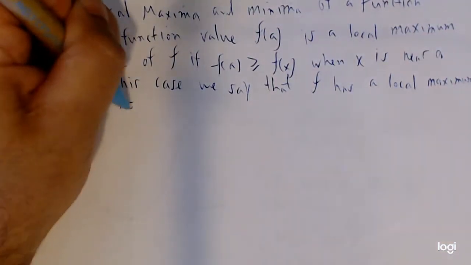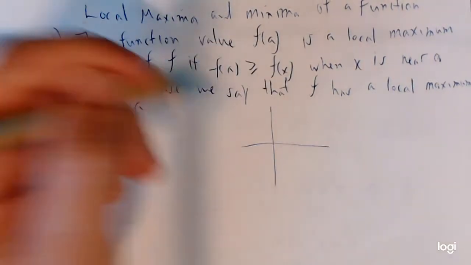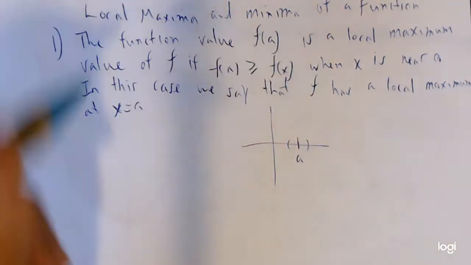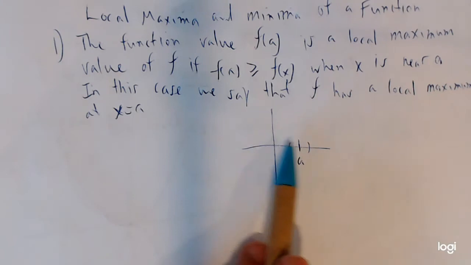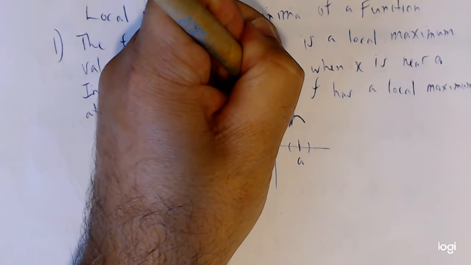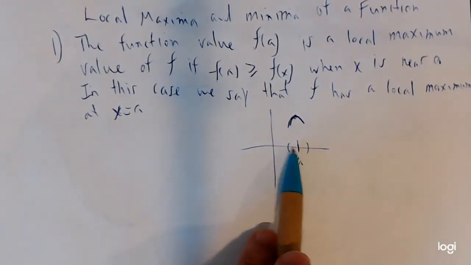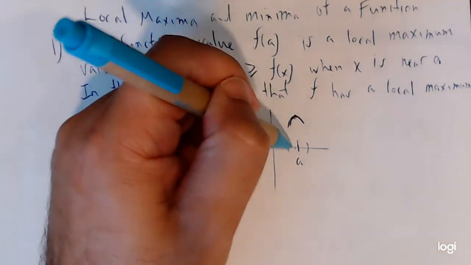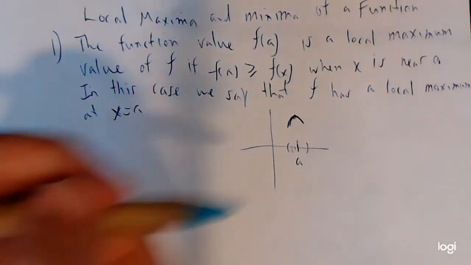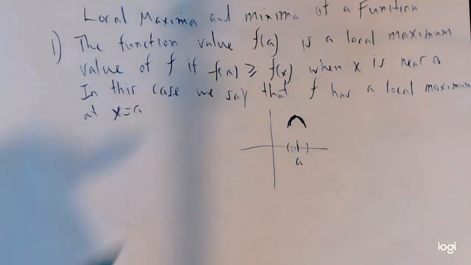So let me clarify what this is saying. If I go to an x value a, and I stay near a, because the key word here is local maximum, and local means stay close. If I take any x in a small interval here, and the y value is less than f of a, then a is a local maximum, which is like this hump right here. That creates our local maximum.